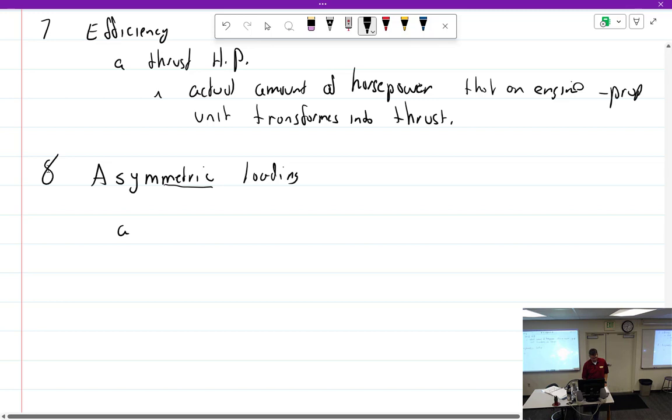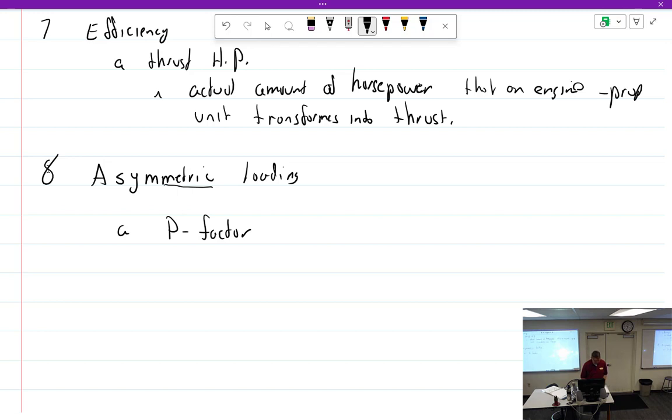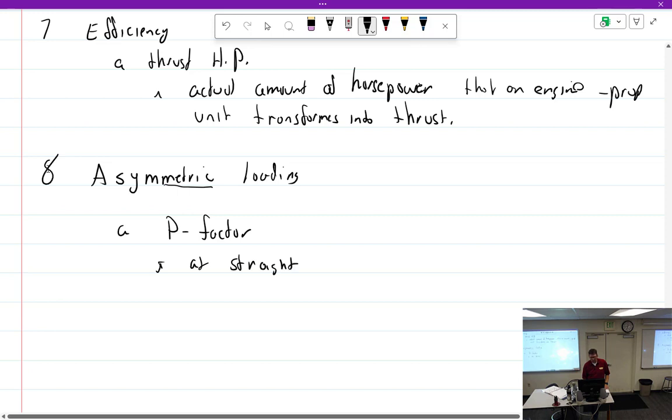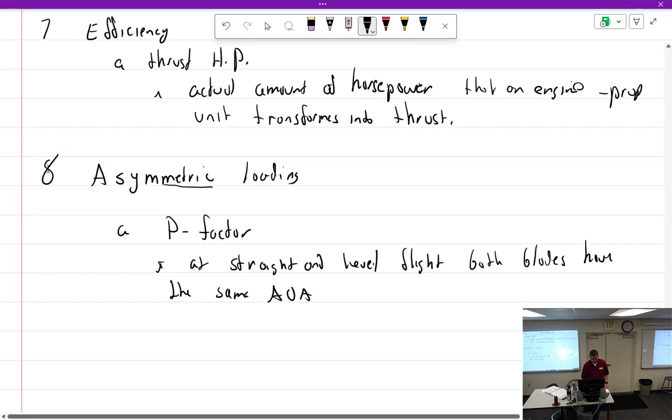So as a review, we have P factor. What is P factor? It's the higher lift on the right, on the upward blade. Or wait, down. I think you have it backwards. Down, downward. Yeah. Right side. So P factor. Oopsie. So at straight and level flight, both blades have the same AOA. Thank you. AOA is correct.